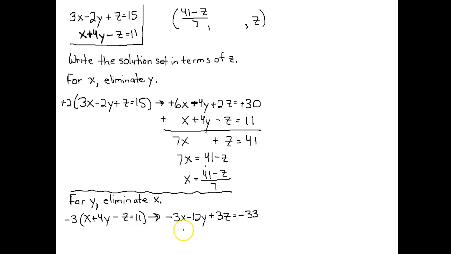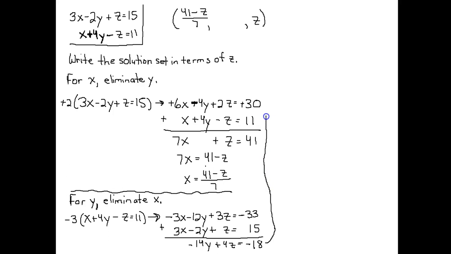Okay, so we got that, and then the first equation was 3x minus 2y plus z equals 15. Add these together, and we end up with negative 14y plus 4z equals negative 18. Okay, I'm going to have to bring this up. I'm running out of space. Carefully draw my little pointer to take it up here.